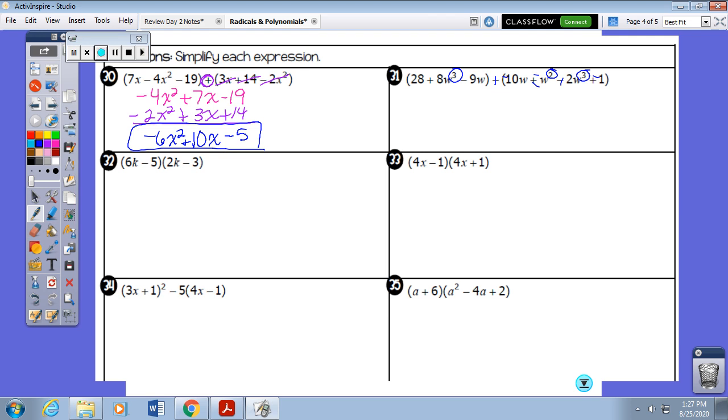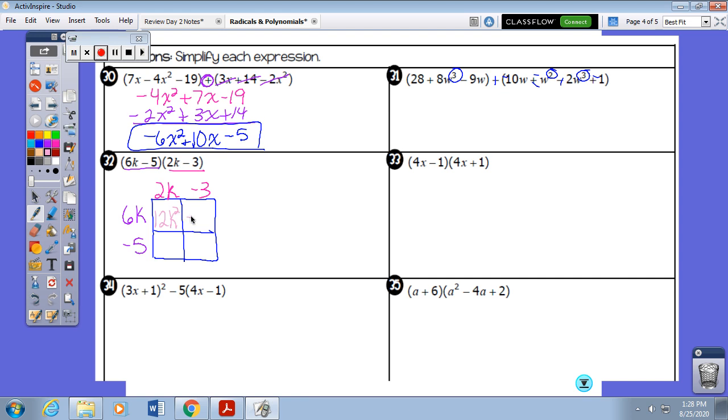Okay, 32. I'm going to multiply binomials. So multiplying binomials, there's 2 terms in each. I'm going to make a 2 by 2 box. Okay, this is the box method. I'm going to put these terms out here, 6k and a negative 5. Put these terms out here, 2k and a negative 3. And then I'm going to multiply them together here. So 6 times 2 is 12. And then k times k is k squared.